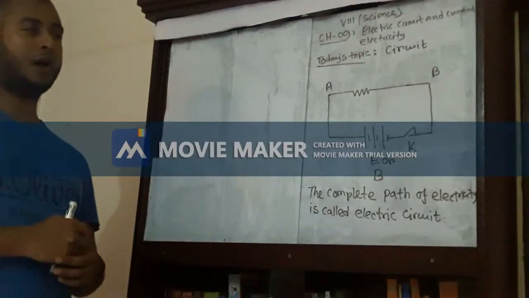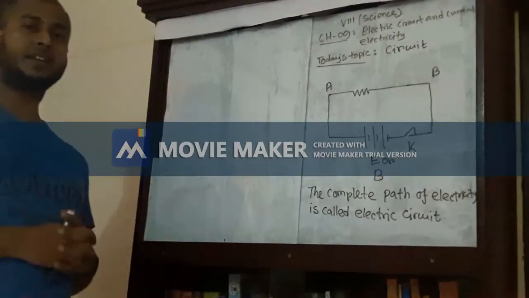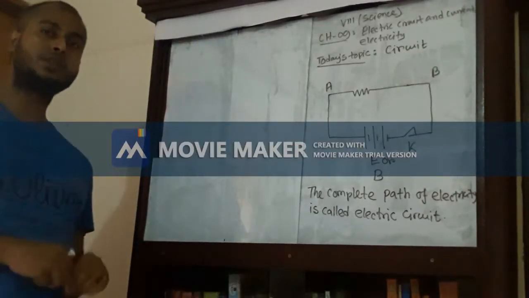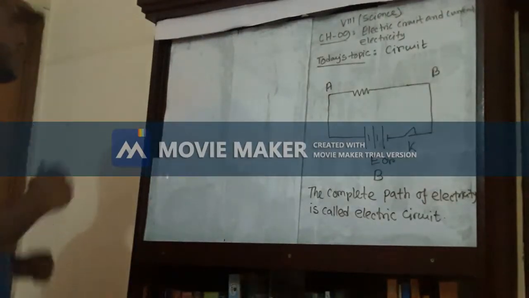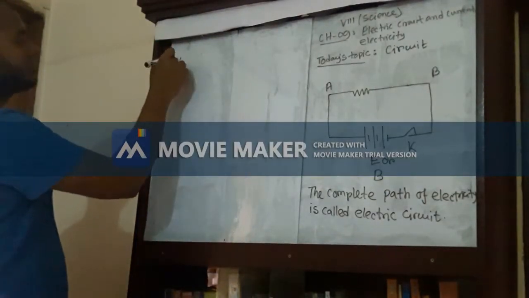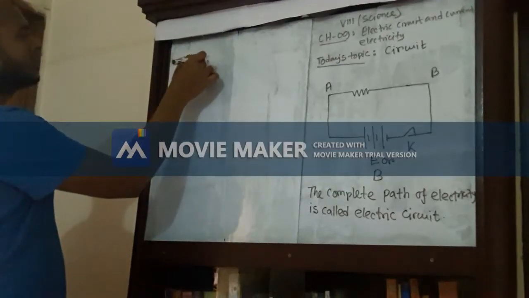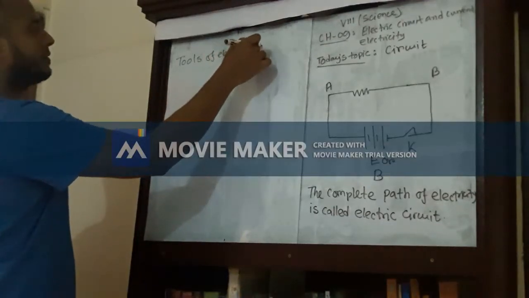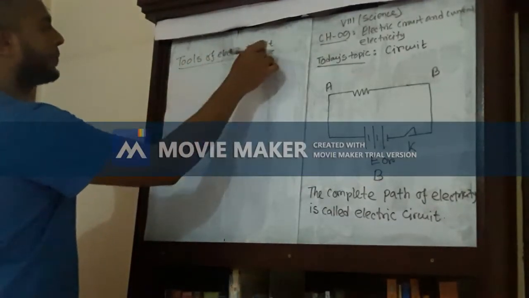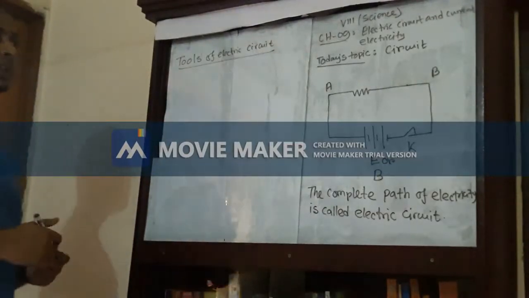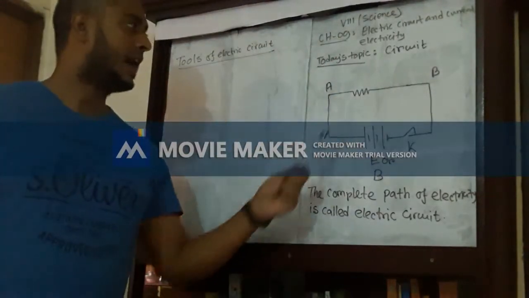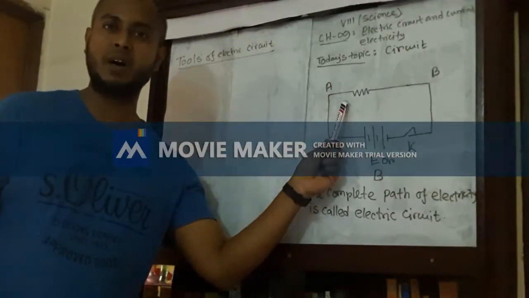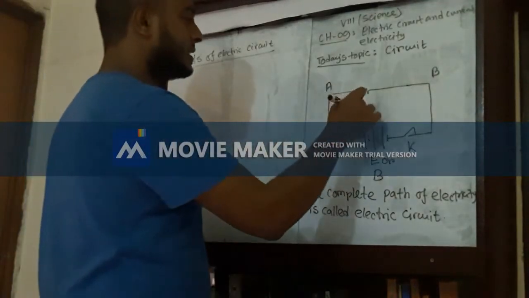Now we need to draw an electrical circuit. Before drawing an electrical circuit, we need to know about some tools of an electric circuit. So in the next step, we are going to discuss some tools of electric circuits. Now boys and girls, in this circuit you see, at first I am drawing this zigzag path, and this zigzag path is called resistance.